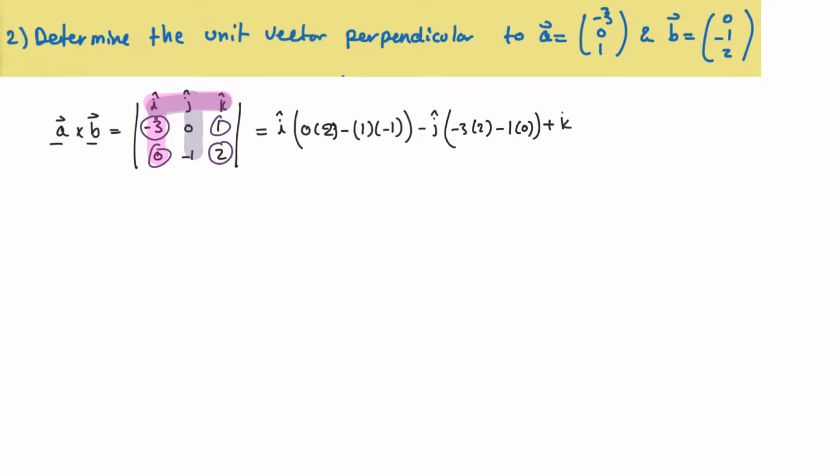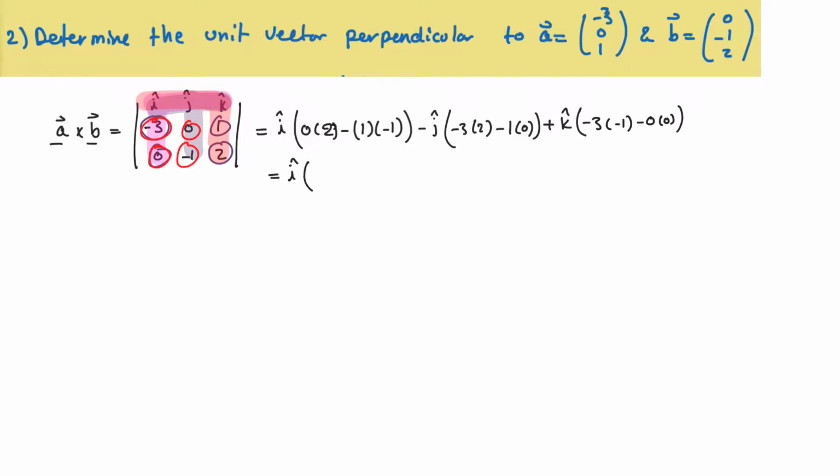And then I'm going to have plus k, and for the k, I block the k column, and I multiply this times this and subtract this times this. So that will become negative 3 times negative 1 minus 0 times 0.